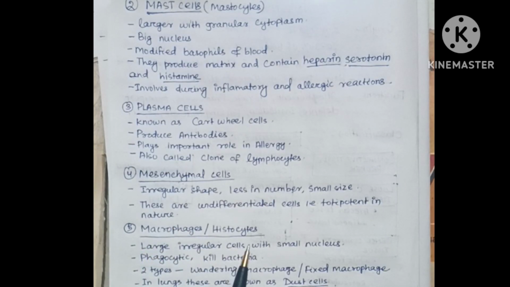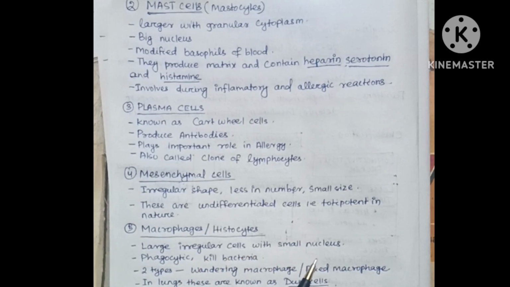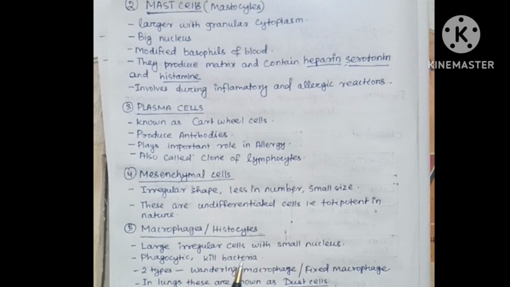Then macrophages or histiocytes. These are large irregular cells but the nucleus is very small. They are phagocytic in nature and kill bacteria. They are of two types, wandering macrophages and fixed macrophages. In the lungs, macrophages are also present, but they are called dust cells. This is all about areolar tissue. There are 5 types of cells present in areolar tissue. It is a very complex tissue of loose connective tissue.